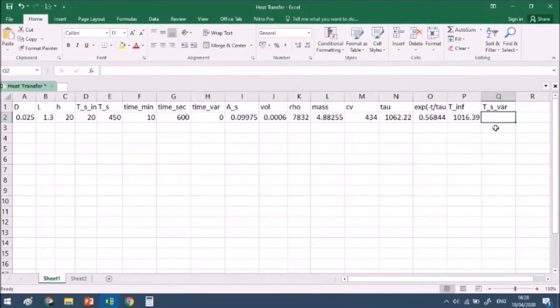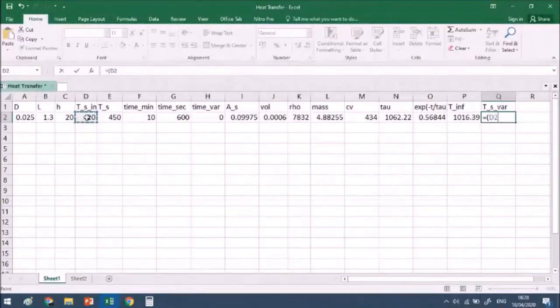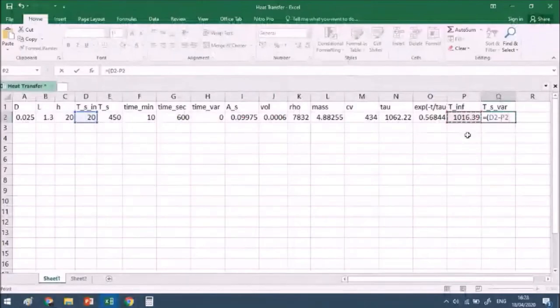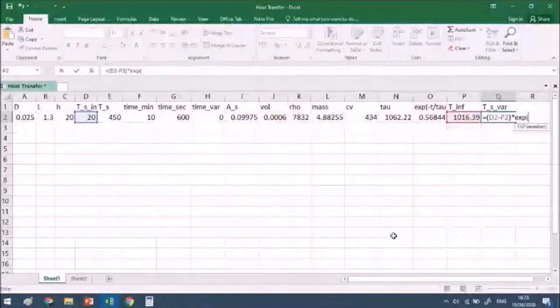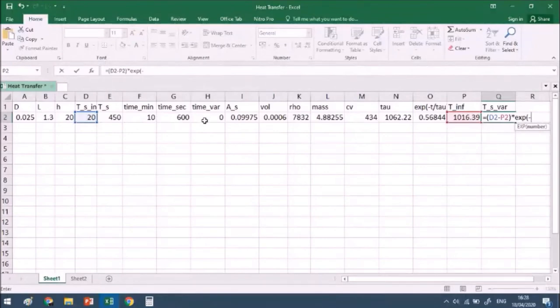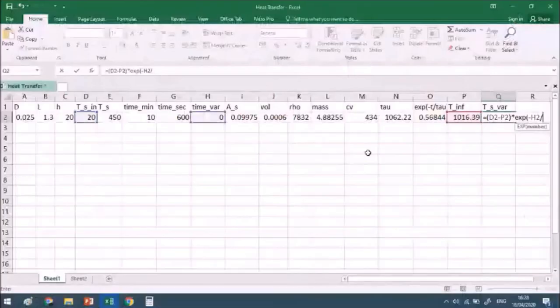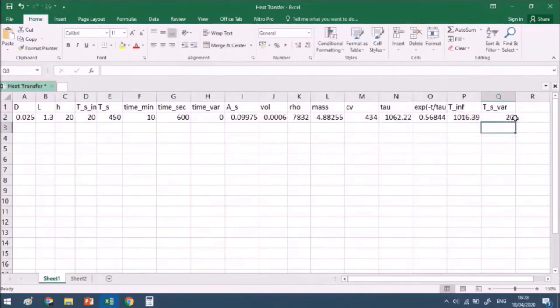Okay, so Ts variable will be equal to, what's the function? Ts initial, 20 degrees Celsius, minus T infinity, which is 1016, multiplied with e to the power of negative. Now I will use this variable time divided by tau. The tau is the same tau. Close the brackets, plus T infinity, this one. You see 20 degrees Celsius.